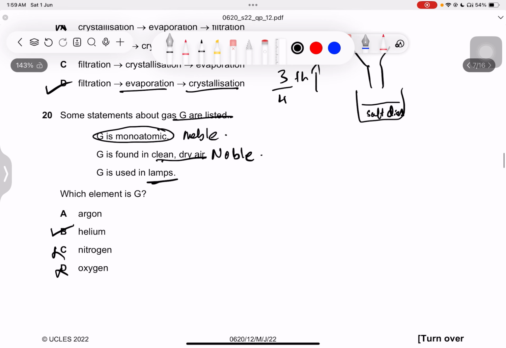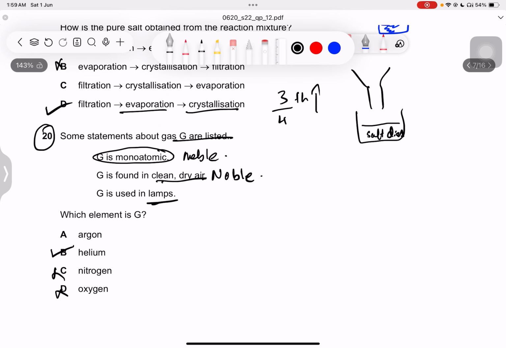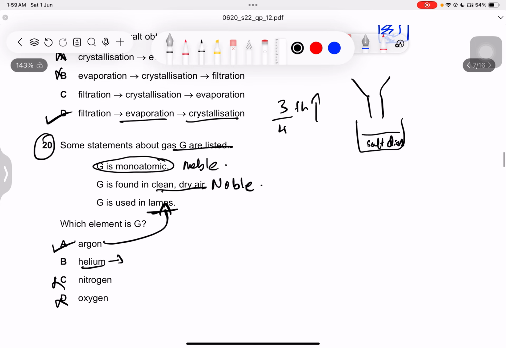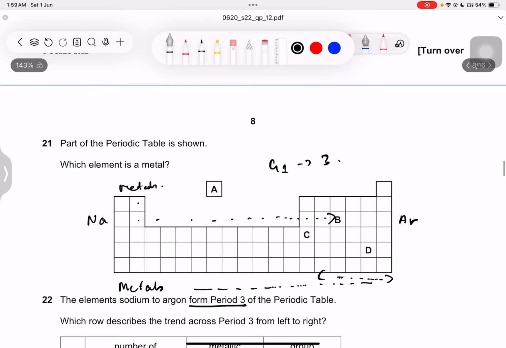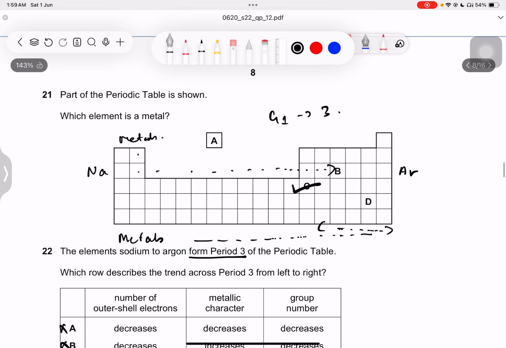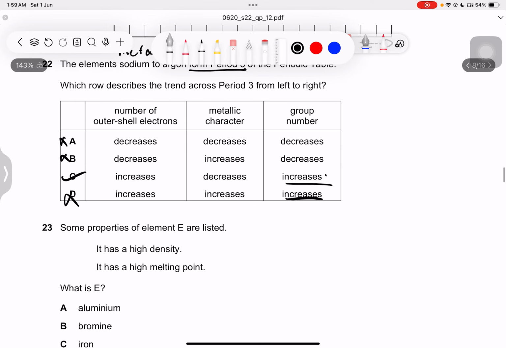Oh, okay. Wait. For 20, the correct option is argon, not helium. Sorry, I read this as, I don't know why, neon. So helium is used in balloons, maybe. Argon is used in lamps. So A is the correct answer. And for the one over here we marked C, and over here also C.